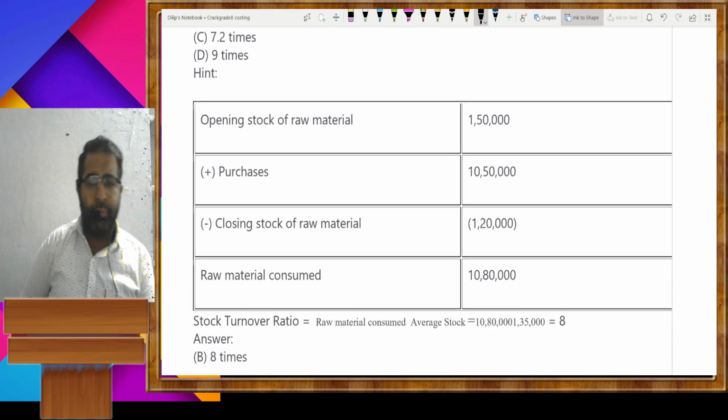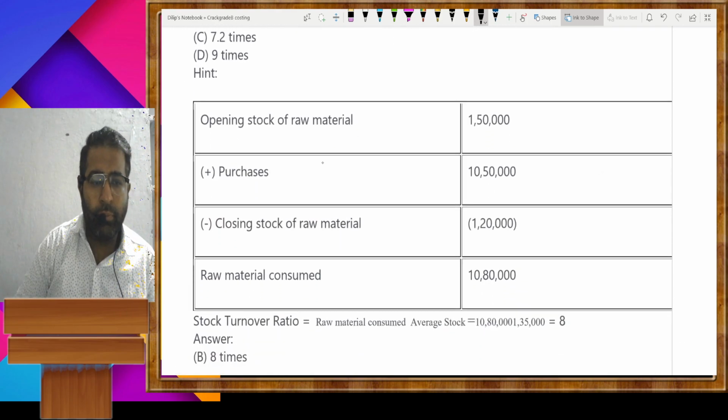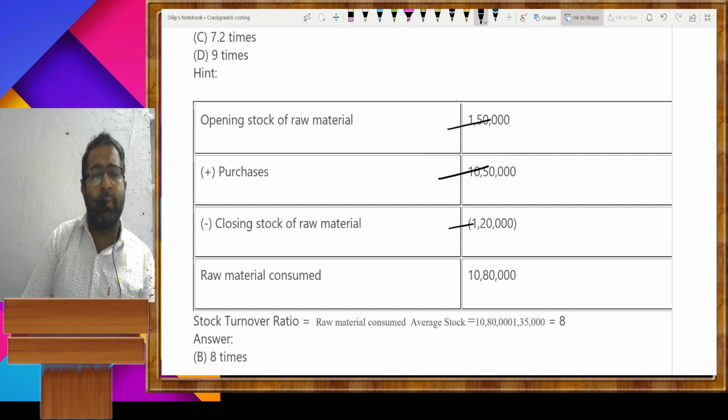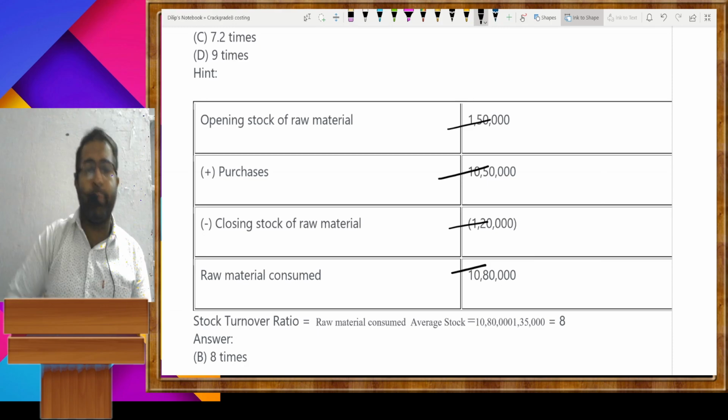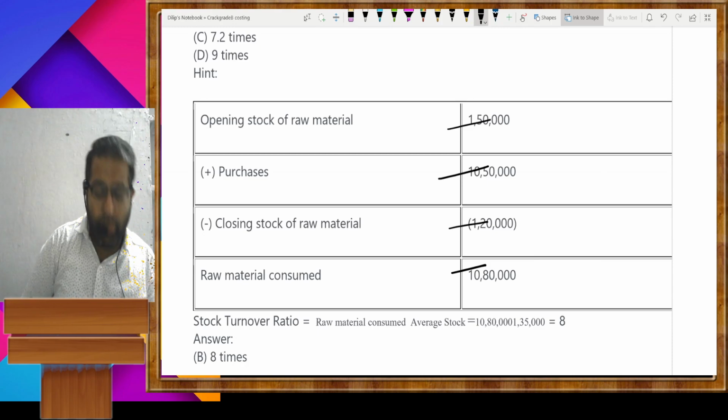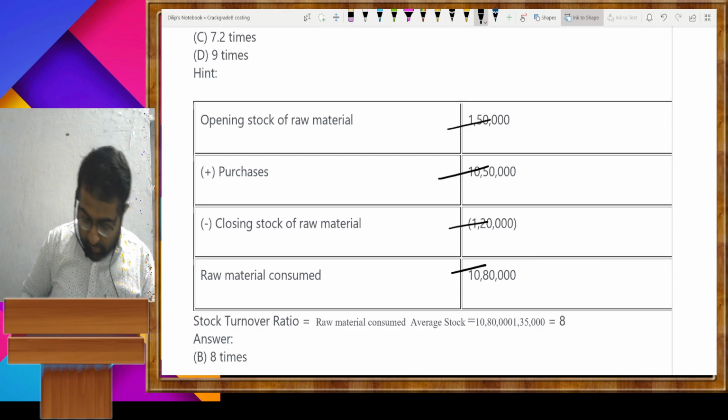Just look here. 1 lakh 50 opening, 1050 closing, purchase minus, and then cost of goods sold, and then average stock. Actually in the question information is not given totally, so you have to make it from the solution. Okay.